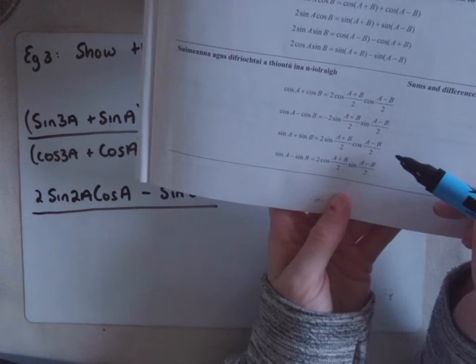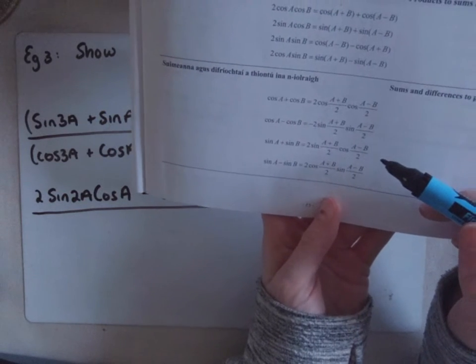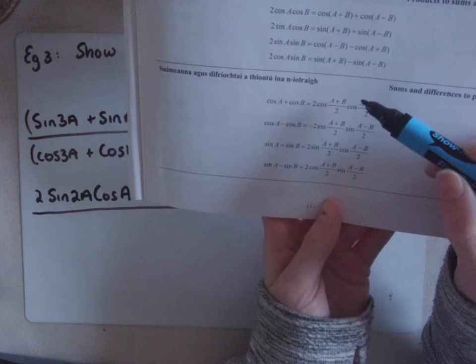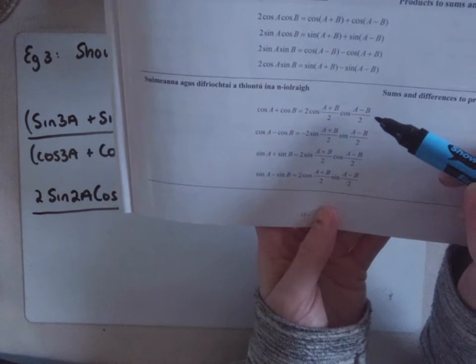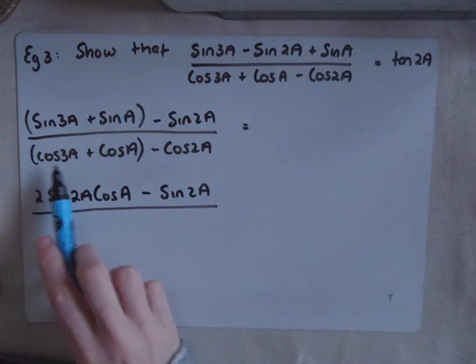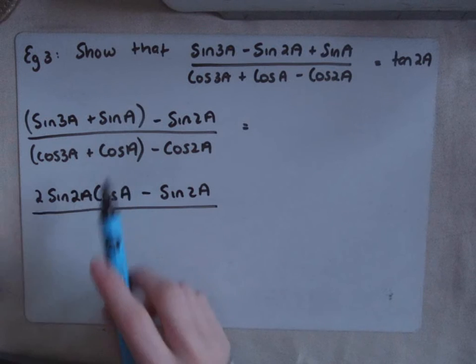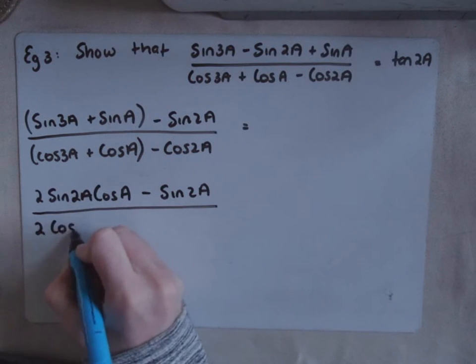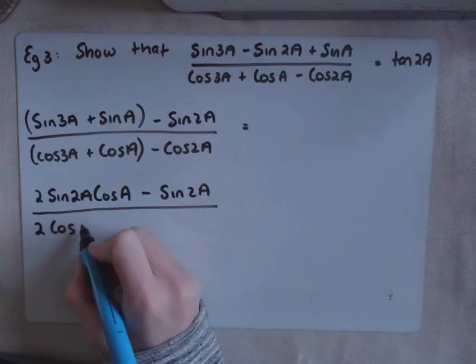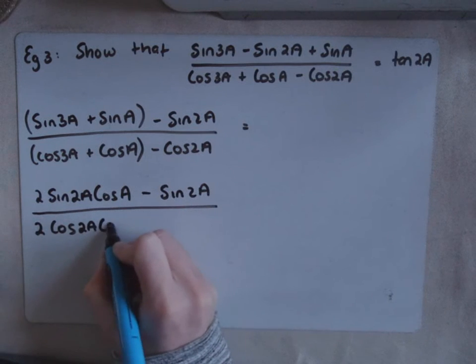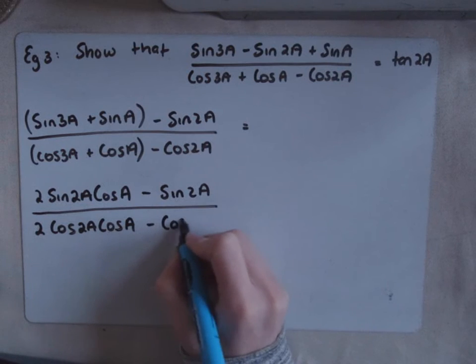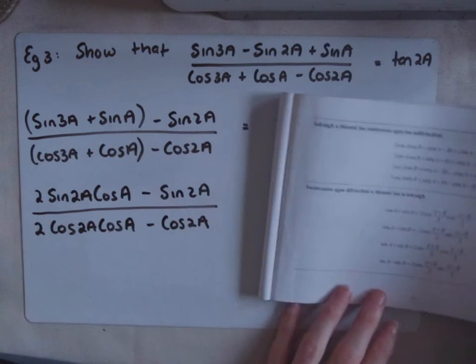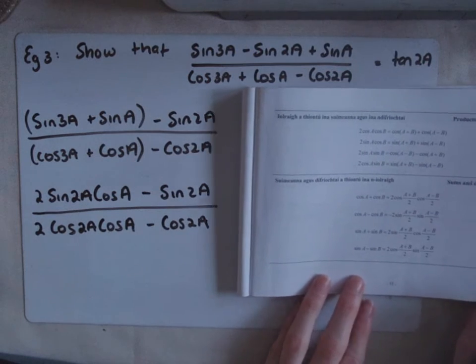Now the bottom line, I have cos A plus cos B. So I have this one up here: 2 cos, add the angles divided by 2, cos, take the angles divided by 2. So down here I have cos 3a plus cos A. So I know that's going to be 2 cos, add the angles divided by 2, so that's 4a divided by 2, 2a, by cos, take the angles, 2a divided by 2, a. You're just using those identities from the log tables.